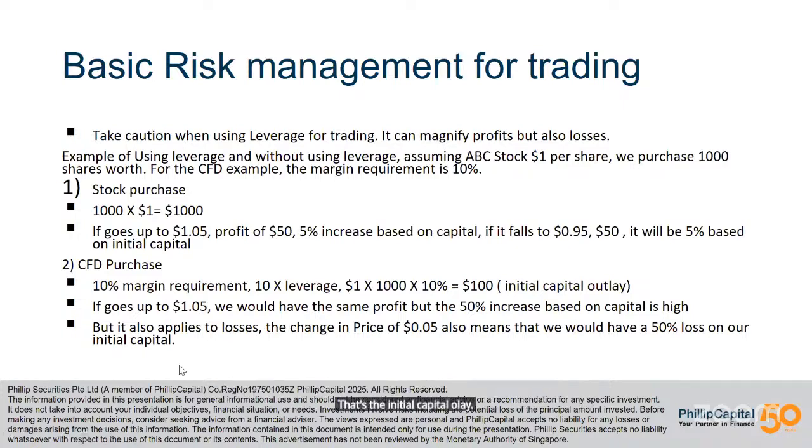If price were to go up, we will make a 50% increase based on capital, which is high. But if it falls by 5 cents, by the same theory, we lose $50. We lose 50% of our initial capital. So that's the difference. You can understand that based on our capital outlay, we do take a significant hit.